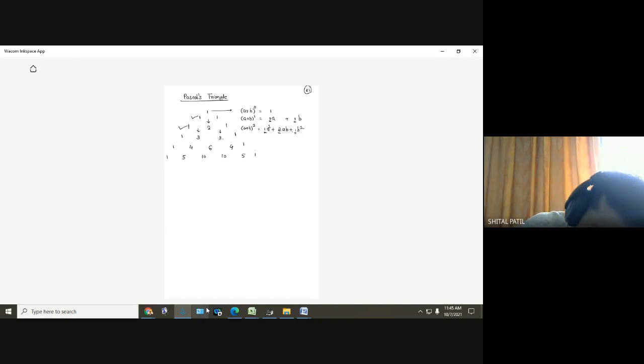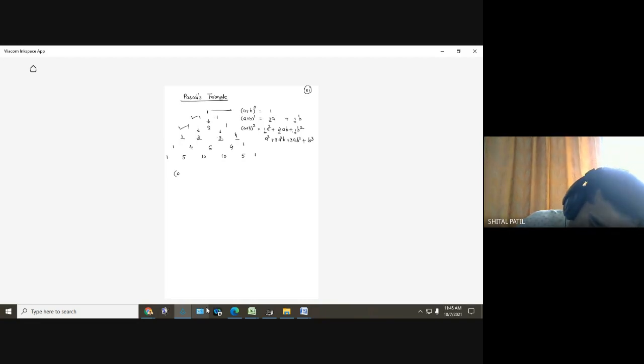Okay. Then A plus B cube. And it is A cube, then A square B, then AB square, and then B cube. The coefficients are 1, 3, 3, 1. Okay.